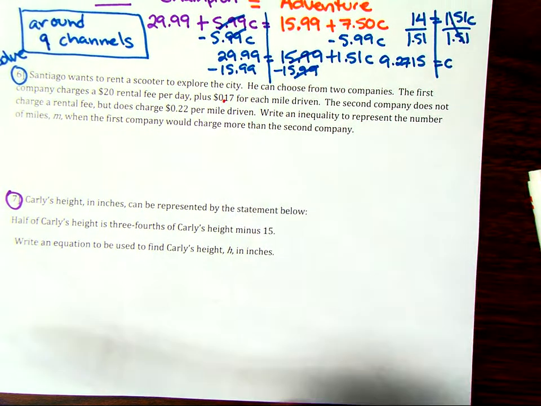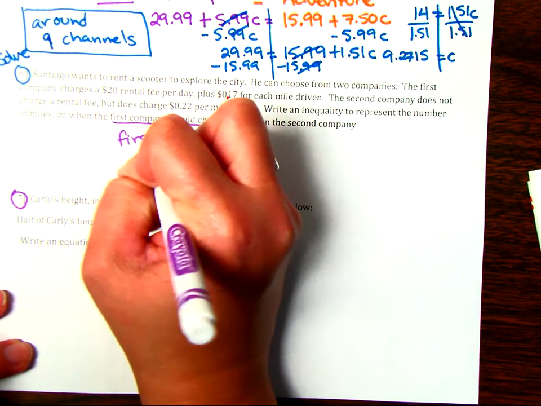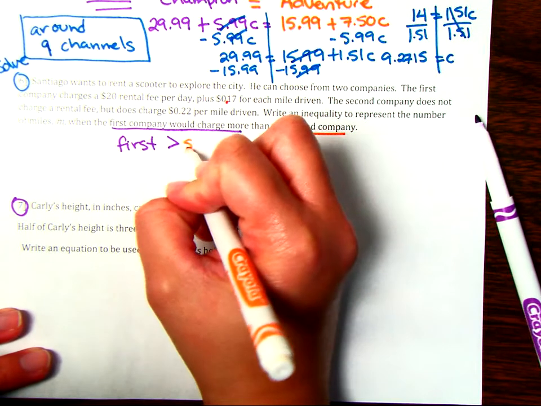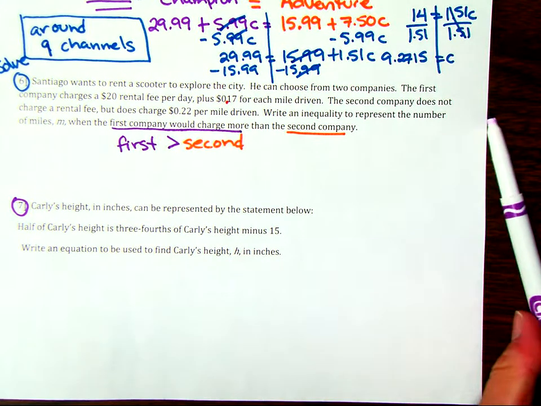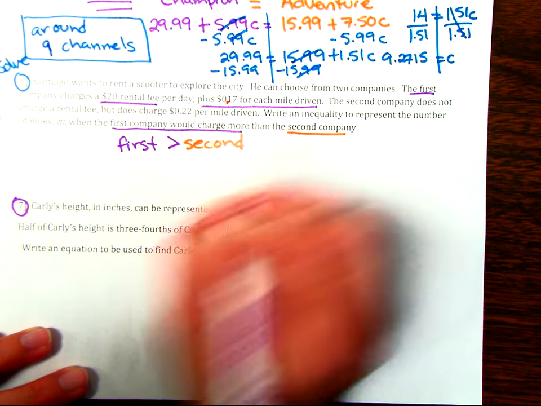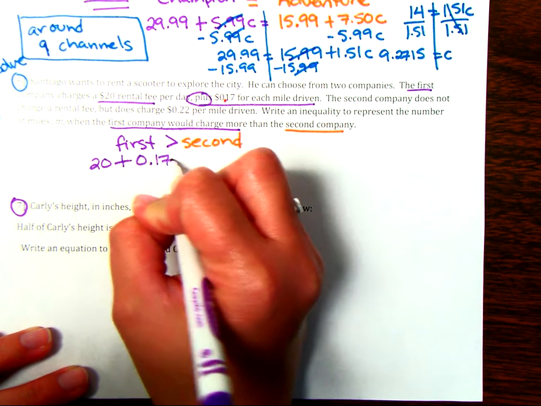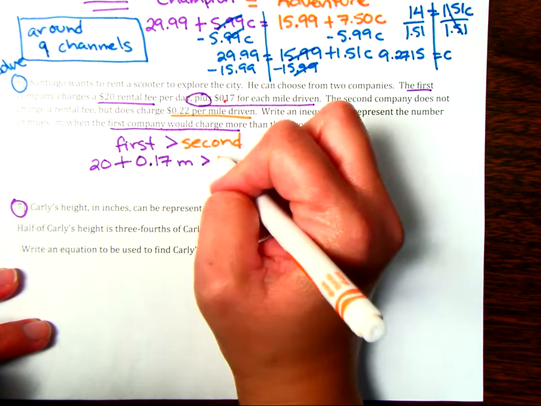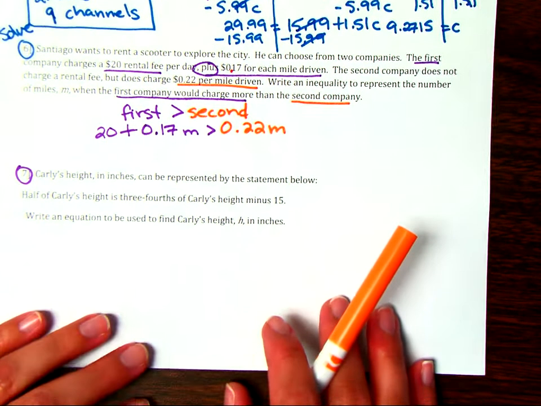So we're comparing the first company to the second. The first company would charge more than the second company. Okay? So let's look at our first company. First company charges a $20 rental fee plus 17 cents per mile. So $20 plus 17 cents for every mile. And the second company has no rental fee but 22 cents per mile. So if they asked me just to set up an inequality, we would be finished, but we actually are going to solve this one. So again, we go through our checklist.